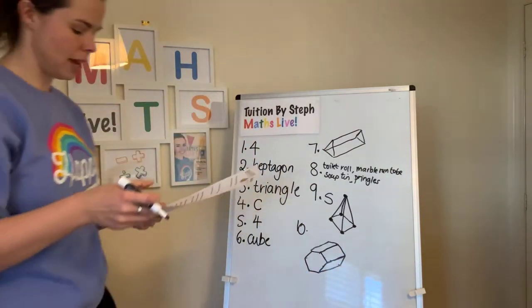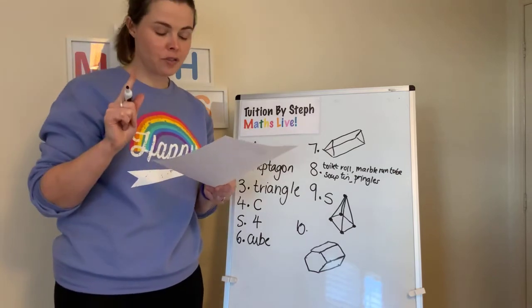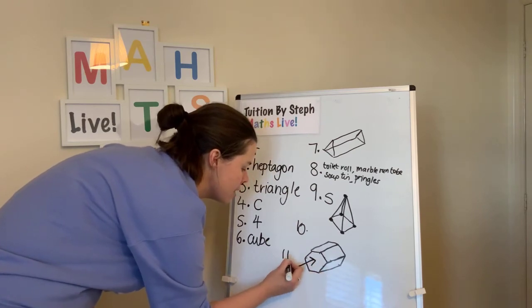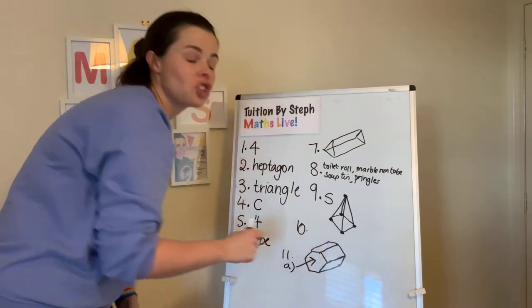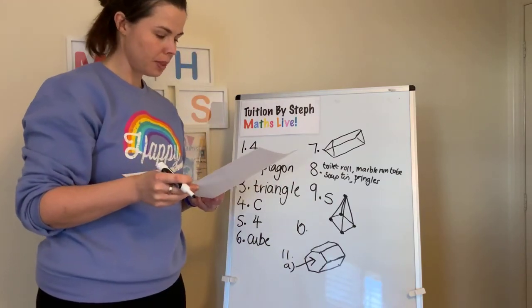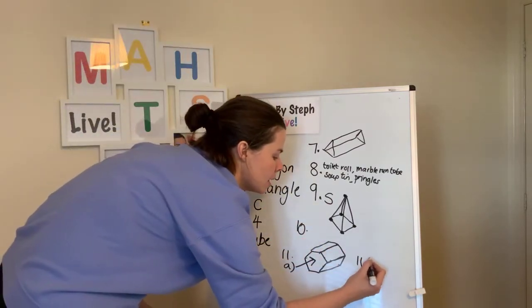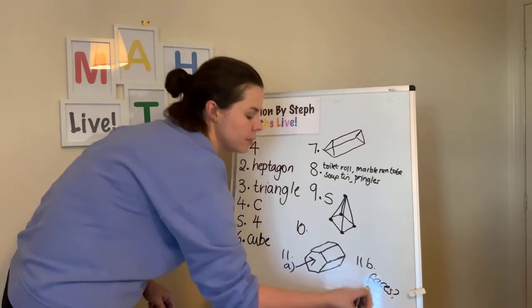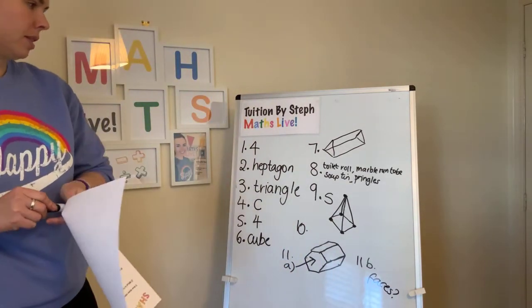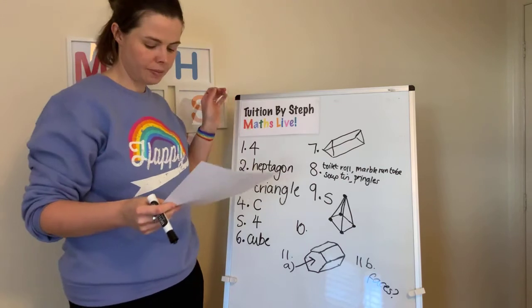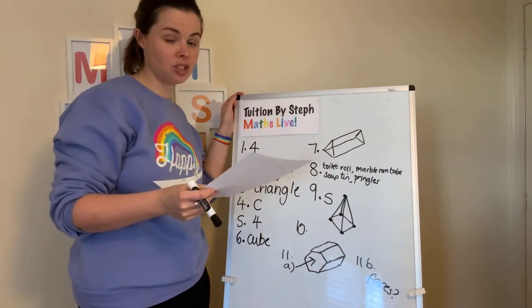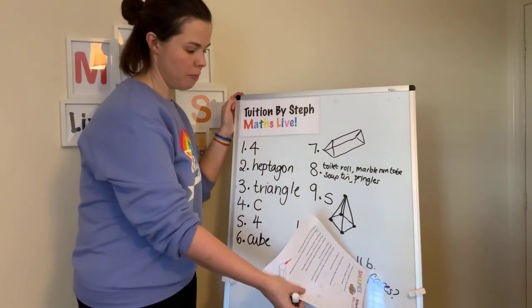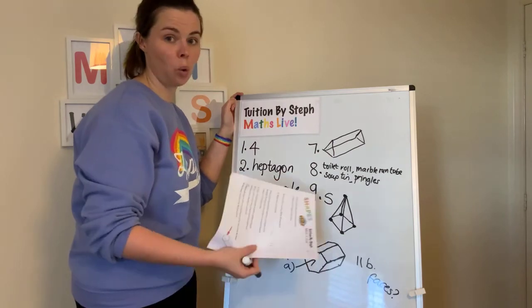Okay, here's a shape. Now, the first part of 11 is, which 2D shape is this? So 11A, which 2D shape is that? And 11B is how many faces does the shape have? So question 10 was how many edges does a cone have? 11A, what is the name of that 2D shape? And B, how many faces does the whole shape have?